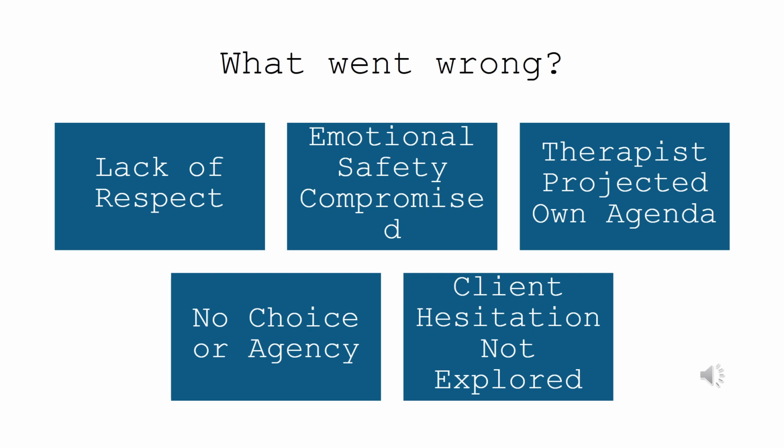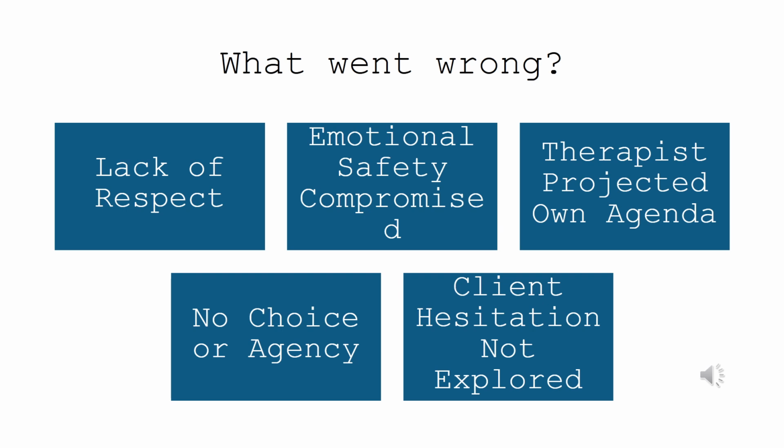So let's talk about what went wrong. We can immediately see that there is a lack of respect. And what do we mean by lack of respect? This is the therapist not respecting the fact that Zara is not ready, and also we didn't take her consent. The other thing is Zara's emotional safety was compromised. The third is that it's quite evident that the therapist projected their own agenda instead of being mindful of the client's space, right?